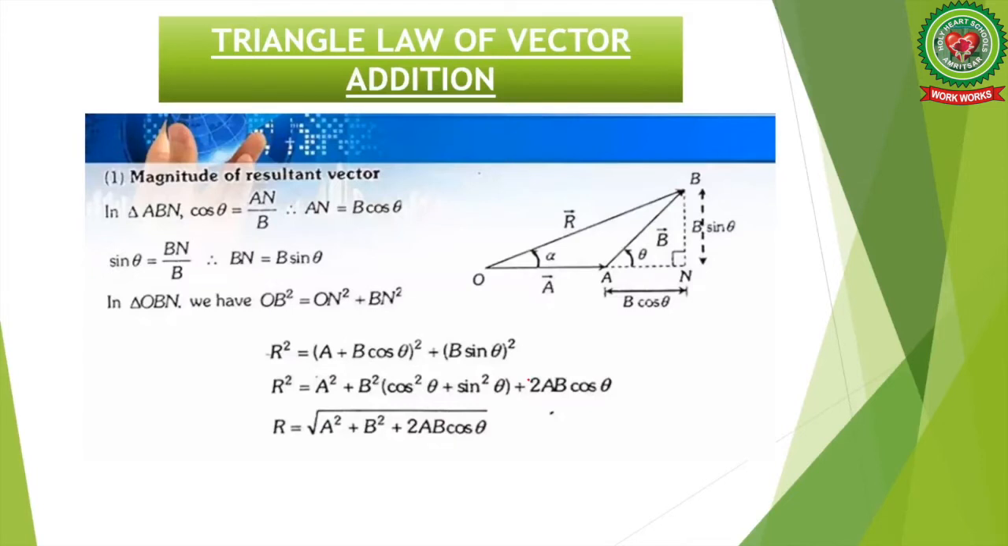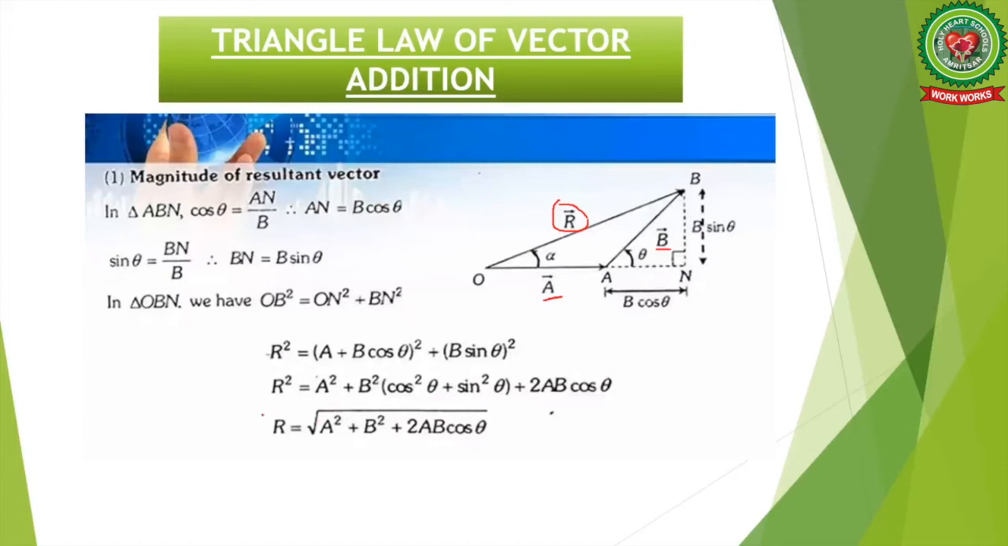So there is a brief description of the triangle law of vector addition. As you can see here, two vectors A and B are joined head to tail, and then this R represents the resultant. These are the steps we have to follow to find the resultant.